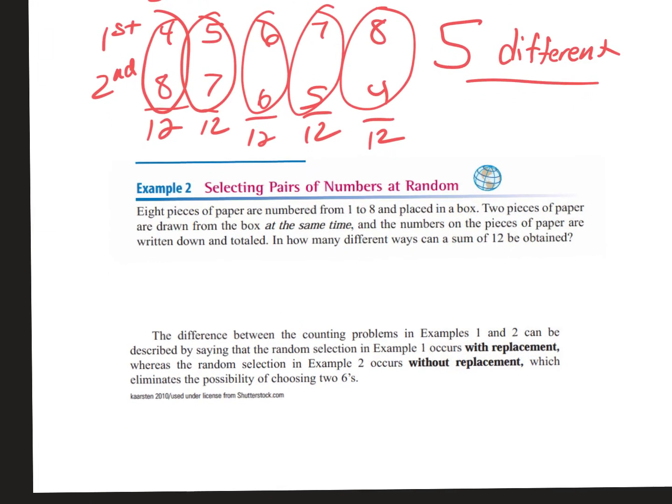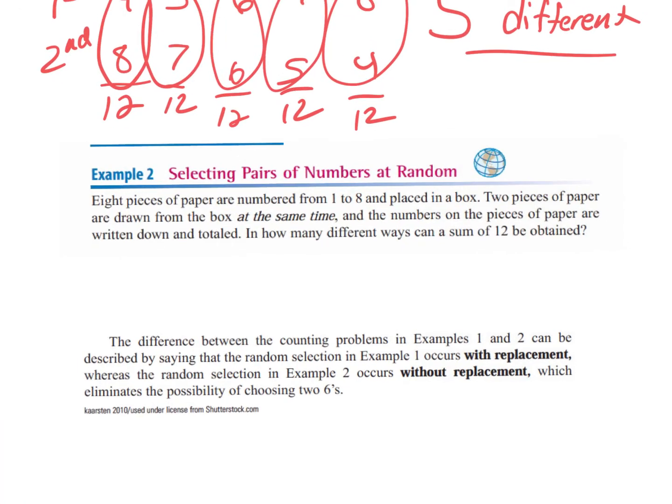All right, so let's look at the next one. It says 8 pieces of paper are drawn at the same time, all right? I'm not going to redo this one right now with you. Well, I guess we can. Drawn at the same time. If they're drawn at the same time, think about this. I got my first and my second. So I could get a 4 and an 8, right? I could get a 5 and a 7. I could get a 6 and a 6. And I could get a what?